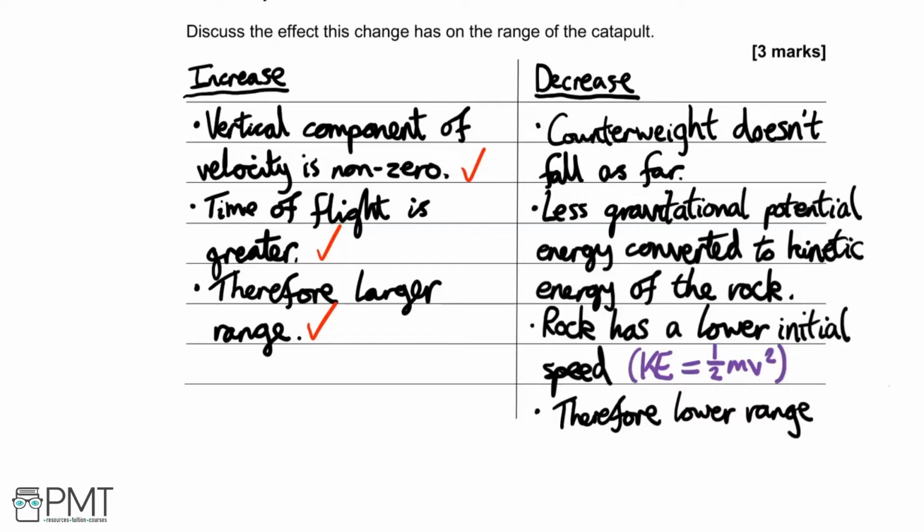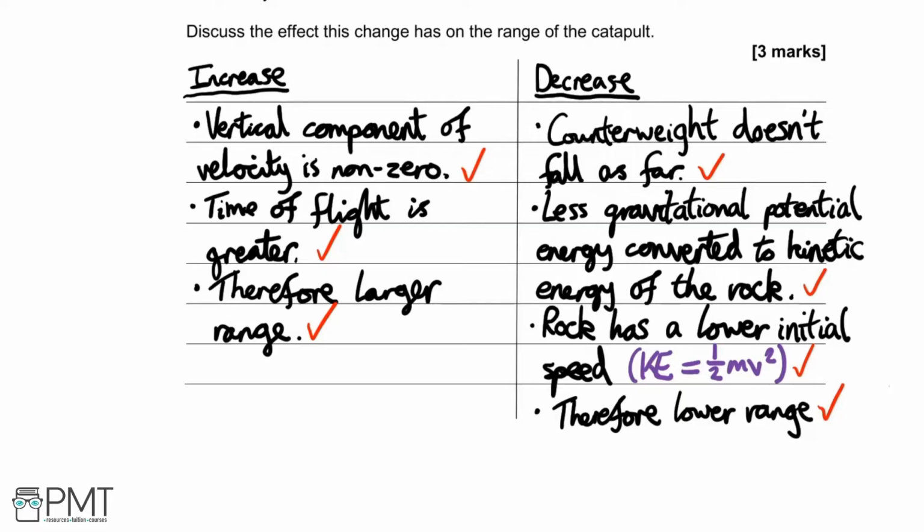Now, interestingly here, I've got 4 points, each of which is mark worthy. But what you need here is, for either side, a combination of 2 points of reasoning and 1 piece of conclusion. So where it says therefore larger range or therefore lower range, that's your conclusion. You need that mark and 2 of the earlier marks to gain all 3 marks.